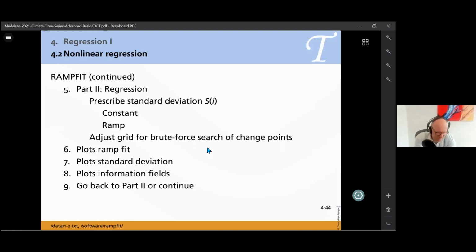And then, although I have a fast machine, it was helpful for me to adjust the search grid where to look for the change point times. So I have to narrow the search ranges, not over the full, but over a certain restricted range, because then computing is cheaper. Okay, this is what I did. Then we saw the plots of the RampFit and then the standard deviation and so on. And we could also have gone back to part 2 if things are not okay.